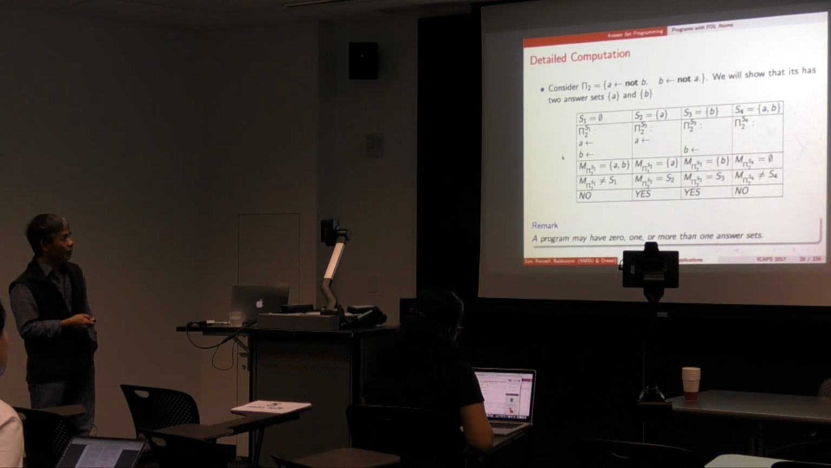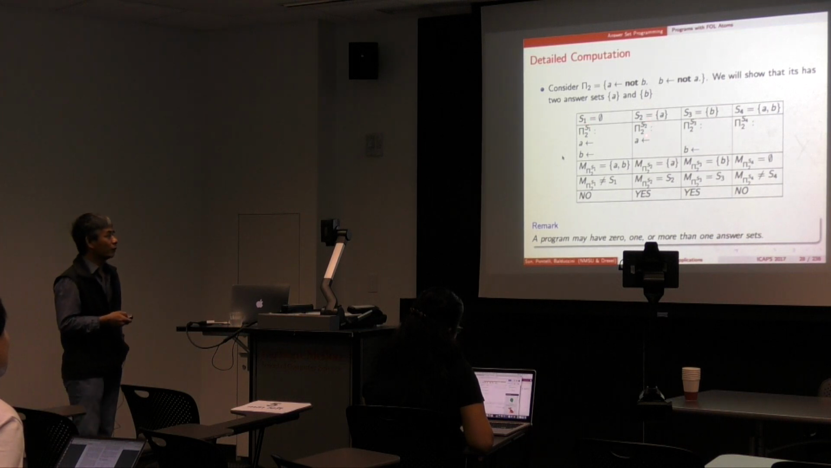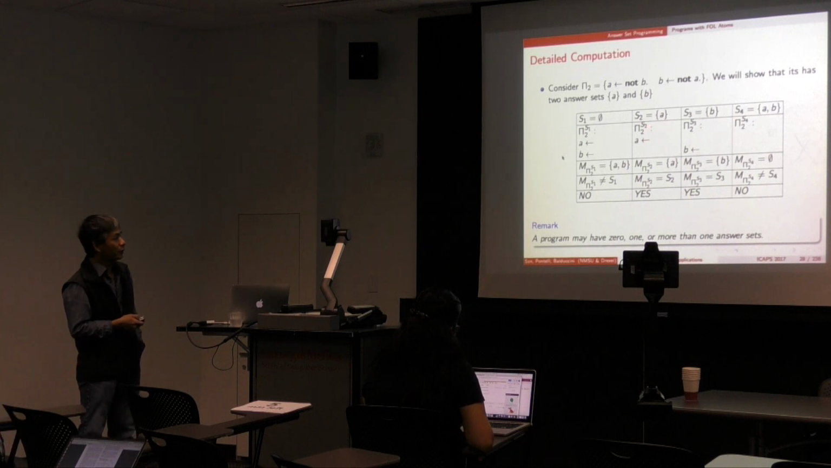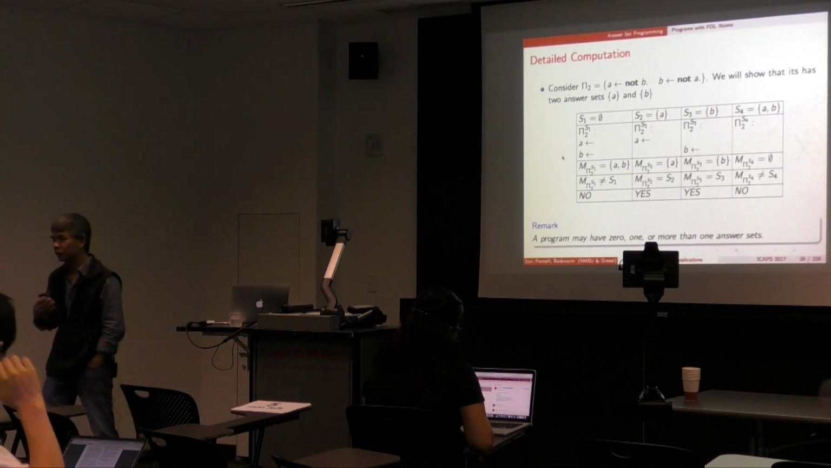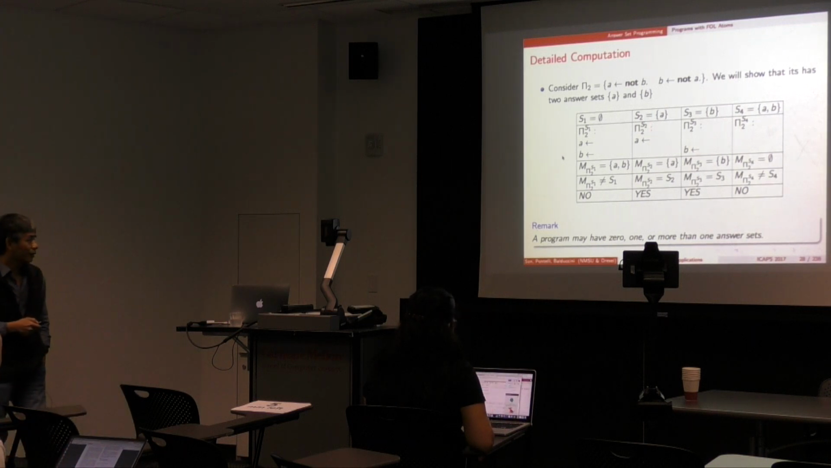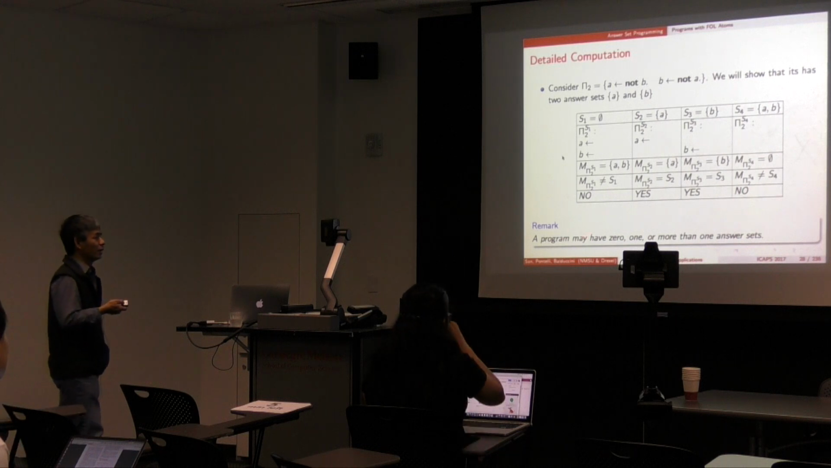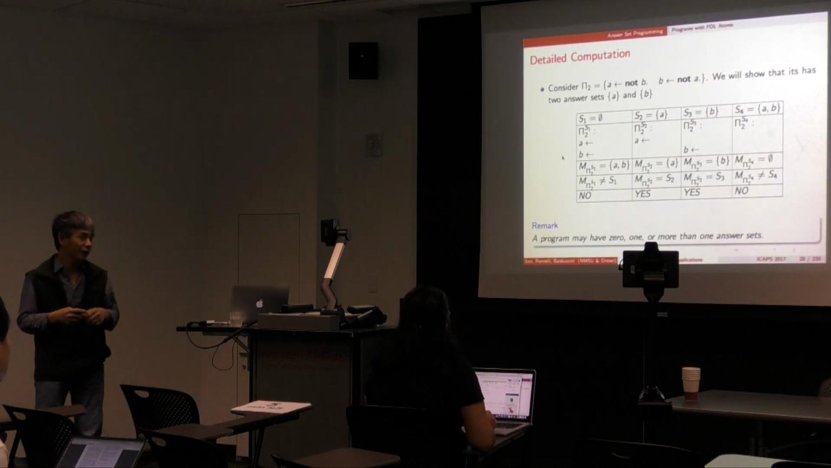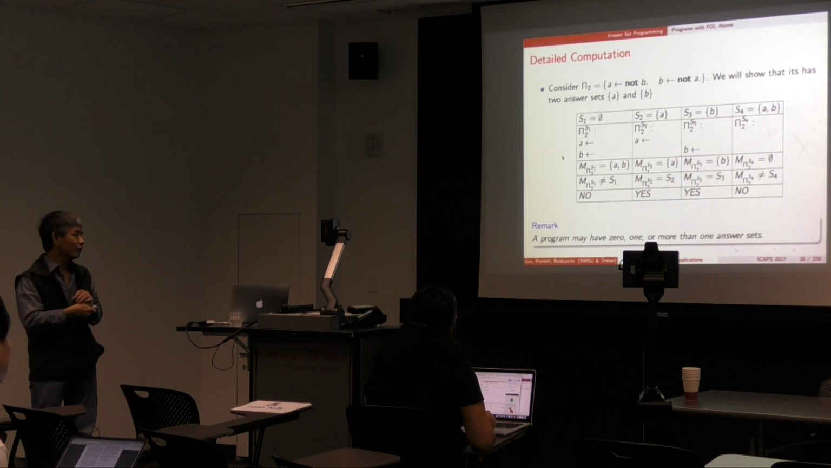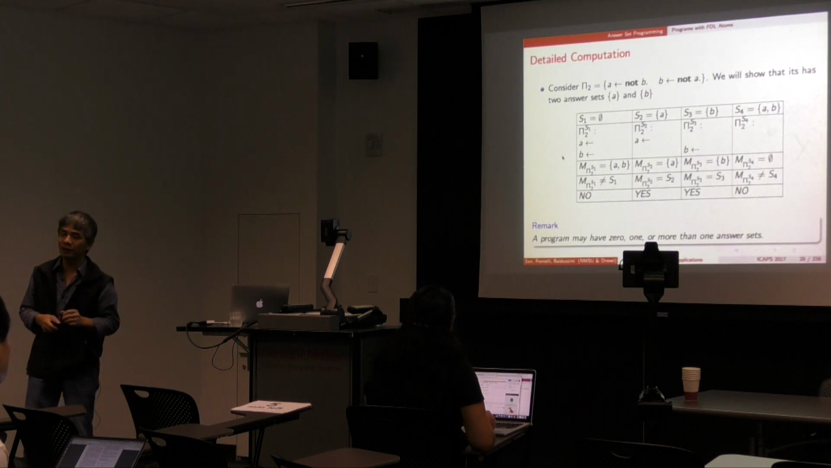On the other hand, if we take S2 equal to A, when we do the reduct, we remove this rule, and then after that we remove this part. So we have A here, and the minimum model of this program is A. So this is equal, and we have an answer set. As you can see, a program may have more than one answer set, and we can easily check that a program may have no answer set at all.